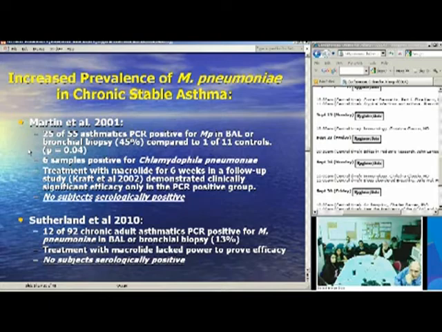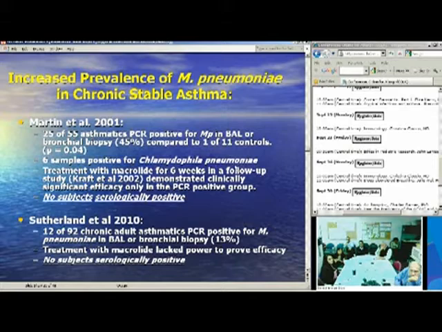But the intriguing study that was initially published showed that in chronic adult asthmatics, if you looked at BAL or endobronchial biopsies by PCR, you could find the organism present in a substantial proportion, almost 50% of individuals, compared to only a minority of control individuals. And the numbers of controls were relatively low. So it's possible that this may not truly reflect a difference in occurrence, but it certainly does suggest that the organism is there in substantial amounts, at least in some studies in chronic asthma.